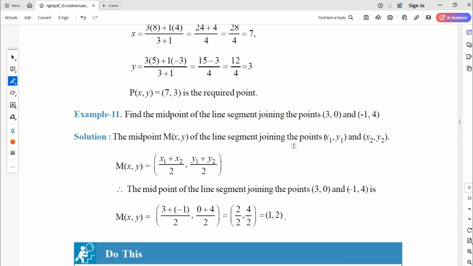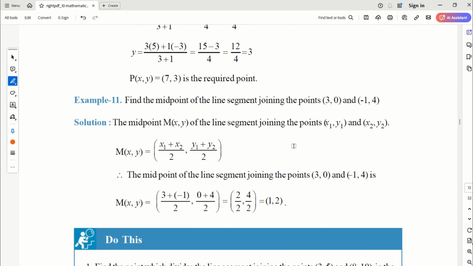Let's see more types of examples. Find the midpoint of the line segment joining these points. The midpoint formula is (x1 plus x2) by 2, comma (y1 plus y2) by 2. So you just apply it: 3 minus 1 is 2, 2 by 2 is 1. And 0 plus 4 is 4, 4 by 2 is 2. So (1, 2) is the answer.